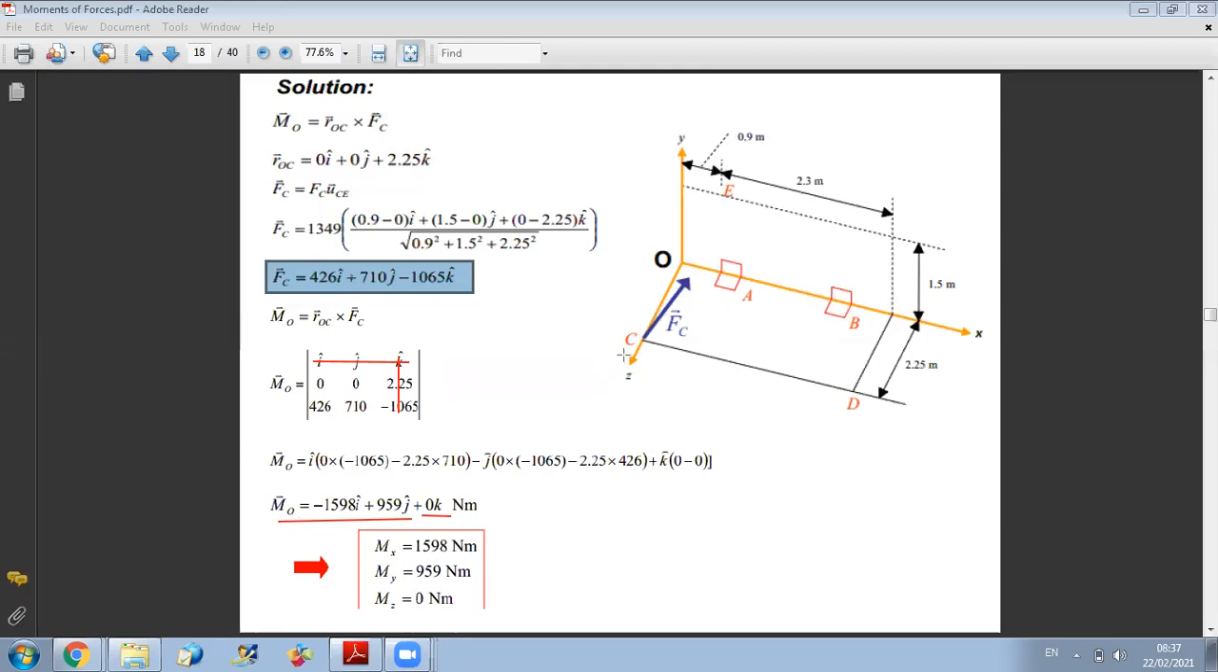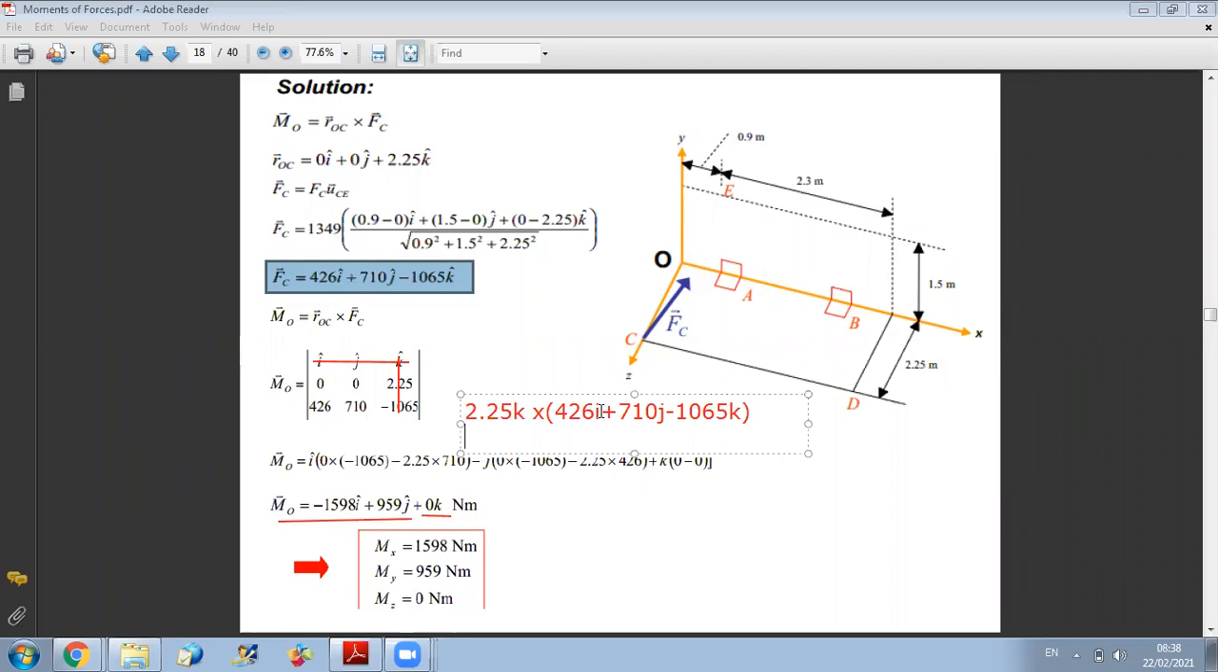Okay. Now we will do together the second method. If you don't want to use the matrix method, you can do the expansion directly. So I have vector OC is 2.25k, and I want to do it vectorial vector F, which is 426i plus 710j and minus 1065k.